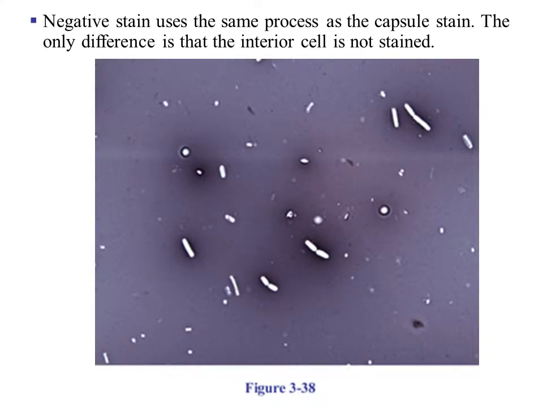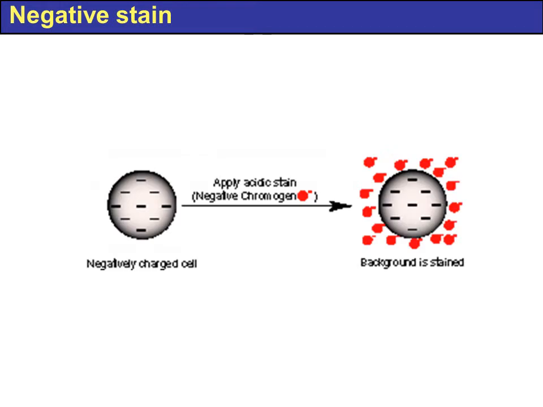The next stain is the negative stain. It also can stain the capsule. The only difference in this stain and the capsule stain is the interior cell is not going to be stained. In this image, you see how the negative dye is staining the background because the cell wall and the capsule is negative.